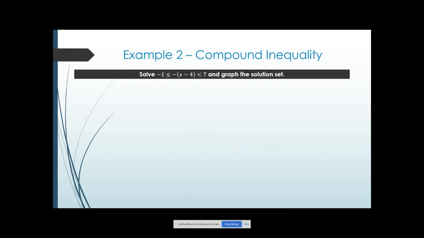So we have -1 is less than or equal to negative parenthesis x minus 4 parenthesis less than 7. So first, when we're solving this, our goal is to have x in the middle for a compound inequality, rather than being on the left side. So first I'm going to distribute the negative through the parentheses. So I have -1 less than or equal to negative x plus 4 less than 7.